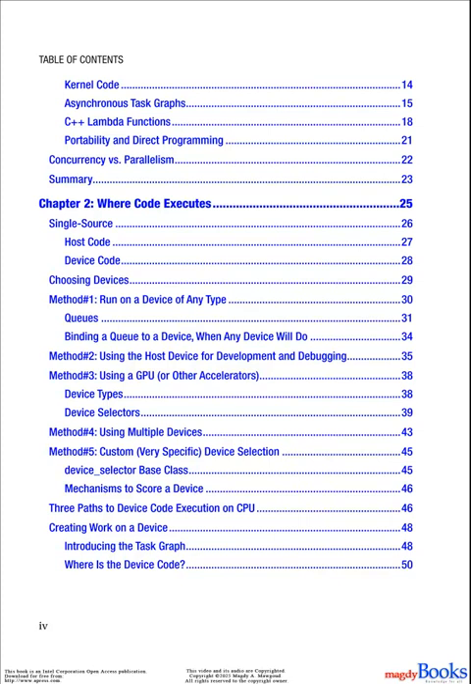Summary. Chapter 2. Where code executes. Single source, host code, device code, choosing devices. Method number 1. Run on a device of any type. Queues, binding a queue to a device when any device will do.